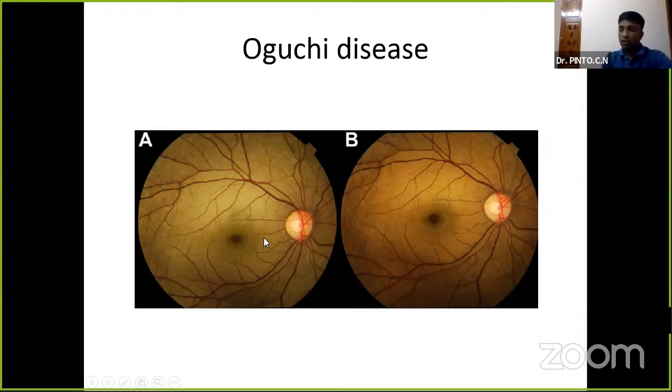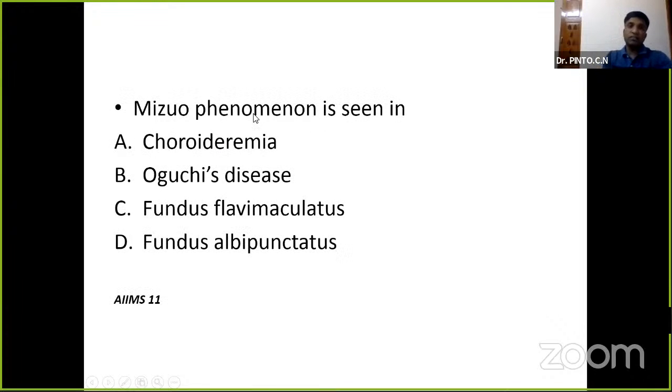Whenever these patients are exposed to a dark light or a dim light, normally within 30 minutes you should be able to regain the vision in a dark adapted condition. But in a case of Oguchi's disease, because of the night blindness, even after 30 minutes they won't recover and they will have poor vision, and the color will change from a bright golden yellow color to a dark color. This phenomenon is known as the Mizuo phenomenon, which is seen in Oguchi's disease.